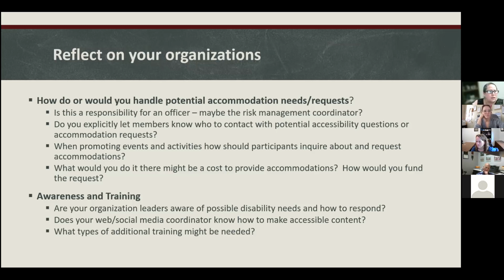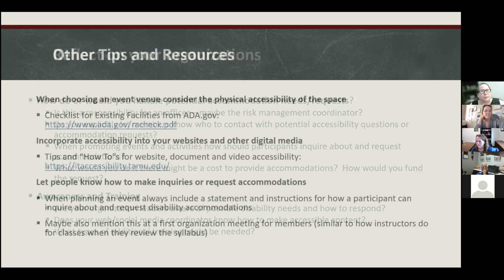And then, does your organization or membership need some sort of awareness and training? Do they know how to handle dietary needs or other disability needs? Does your social media or website person know how to do accessible content? And if not, what are the other training options? I know that our office and other offices around campus are available to help people who are trying to work through that. So please reach out and let us know.